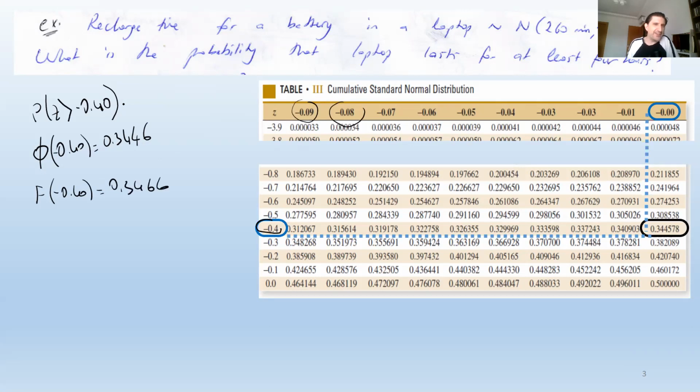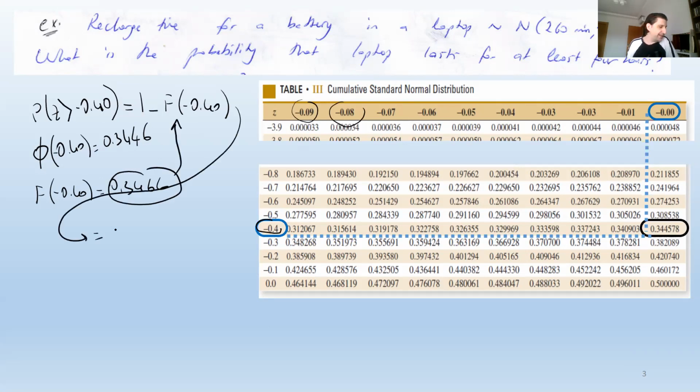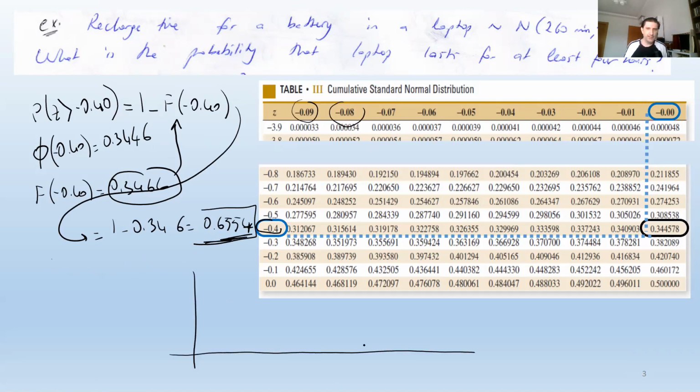The quantity we are asking for is the complement of this one. This is going to be 1 minus F(-0.40). Therefore, you just insert this value here, and we end up with a probability equal to 0.6554. And note that this satisfies the initial heuristic or rationale of our expectation that the probability is going to be greater than 0.5.